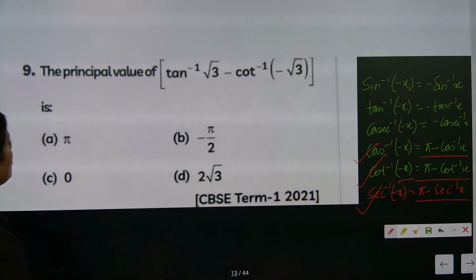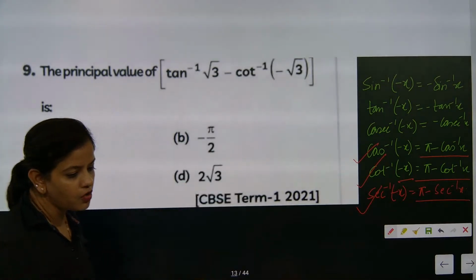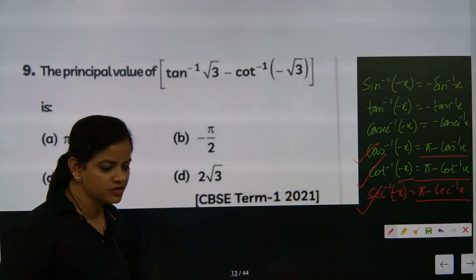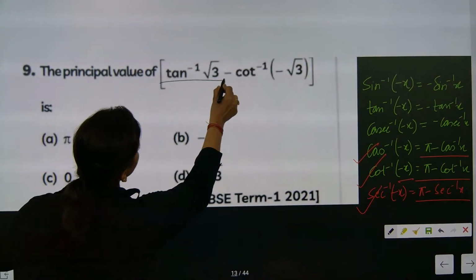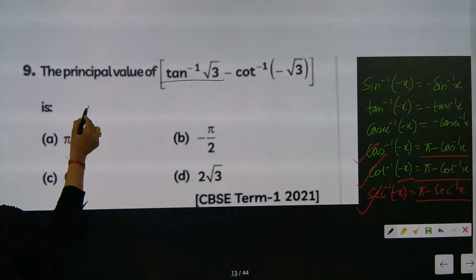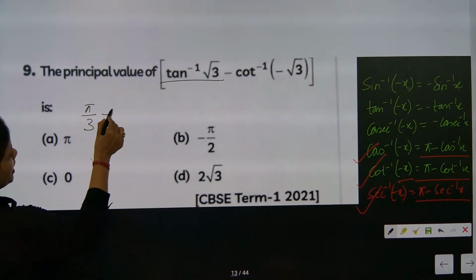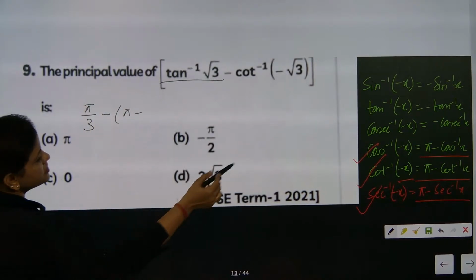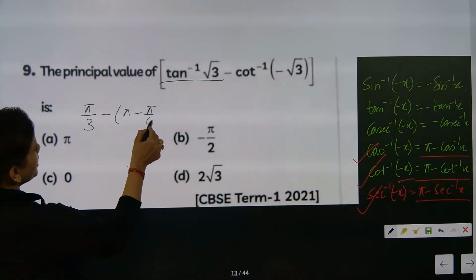Very good. So here the option will be what, beta? So this formula is for negative sections. Now at least we got some idea. So let's check this one out. Tan inverse root 3 will become pi by 3. Now minus, pi minus, this is pi by 6, pi minus pi by 6.